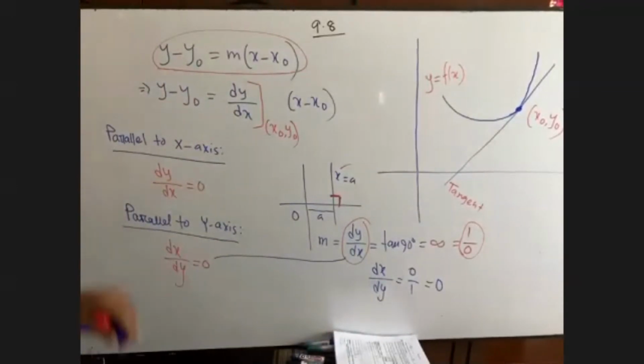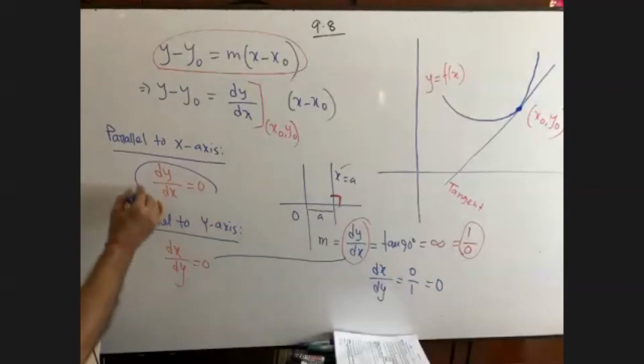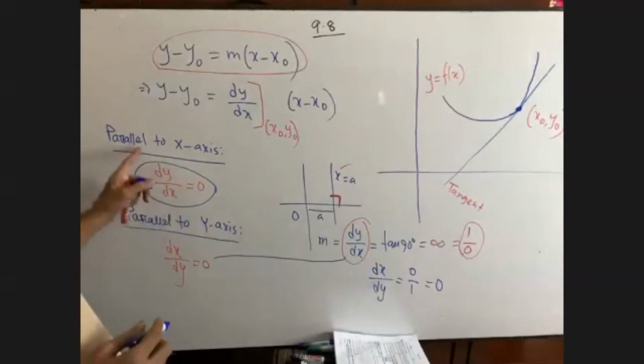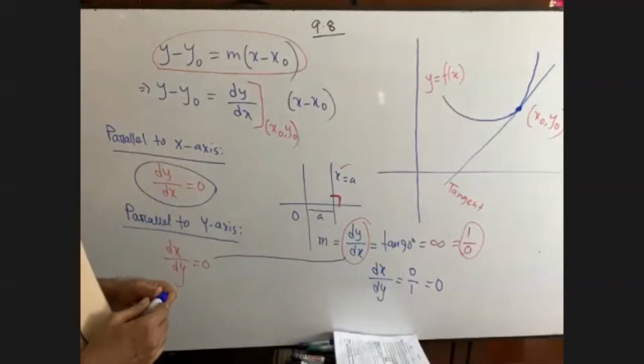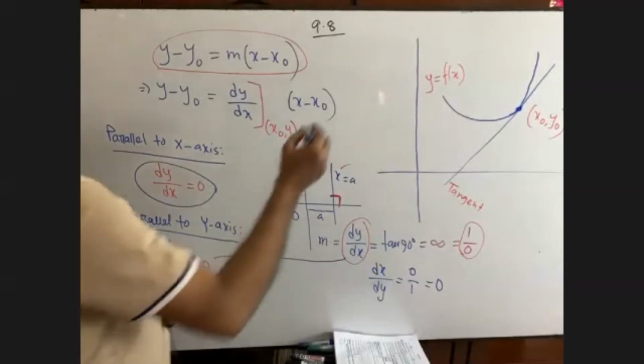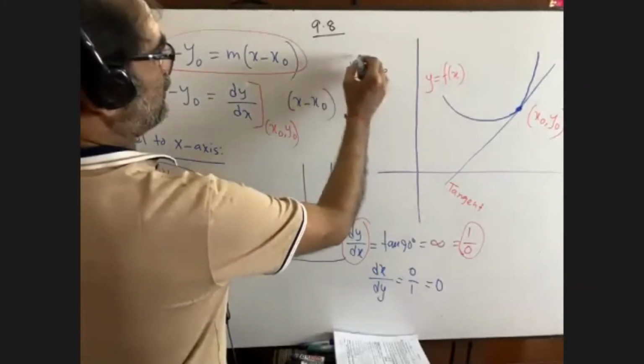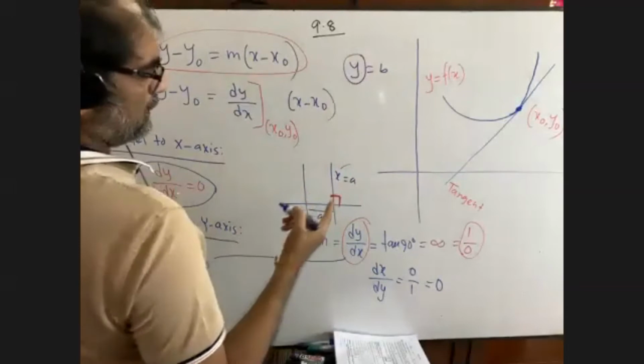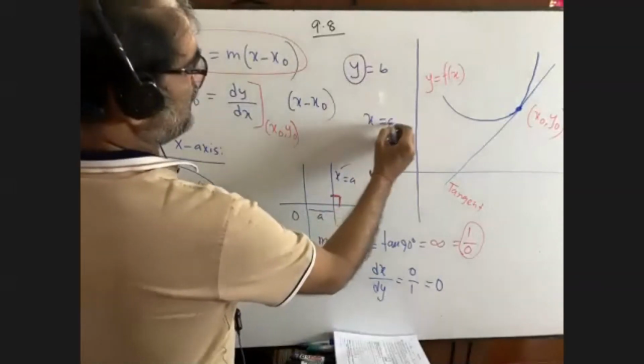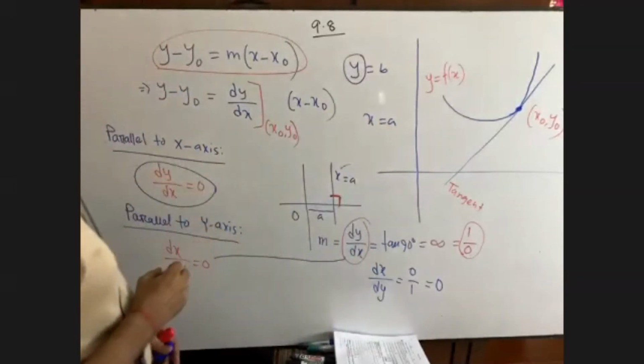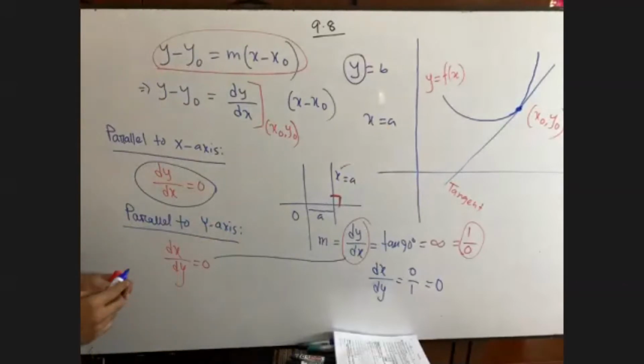Please try to understand. This part is the most important part here. dy by dx equals 0. Always remember this. dy by dx equals 0 means parallel to the x-axis. Parallel to x-axis means y equals b, so it will be dy by dx. Parallel to y-axis means x equals a, so it will be dx by dy. Do you find the difference between dx by dy and dy by dx?